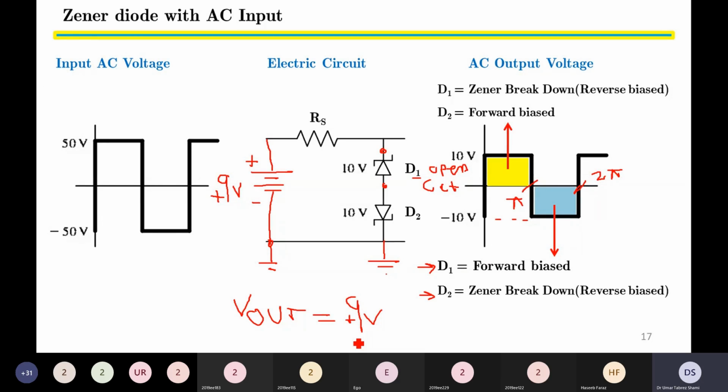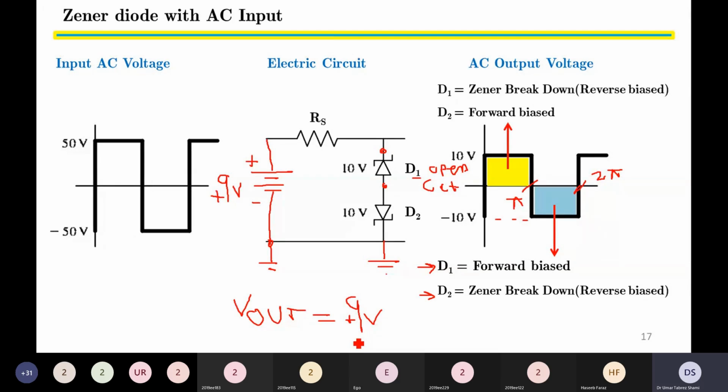Now, D2 can never experience Zener breakdown because it is forward biased with respect to the direction of our power supply. So D2 is out of the question. We are interested in D1 because, for the connection of the battery shown, D1 is in reverse bias condition. But the diode D1 will still not present Zener breakdown until the input voltage is larger than its own Zener breakdown voltage.